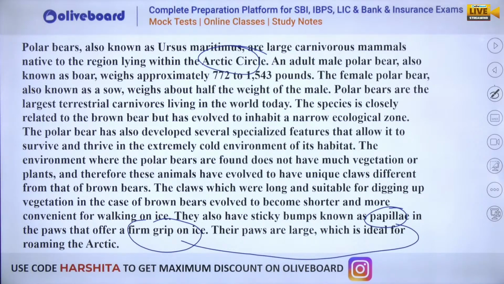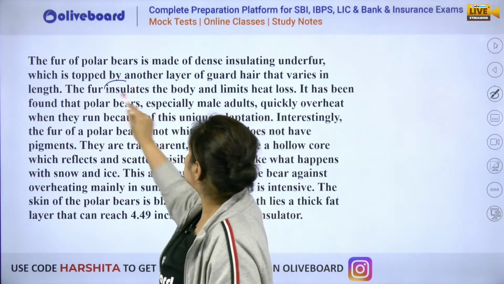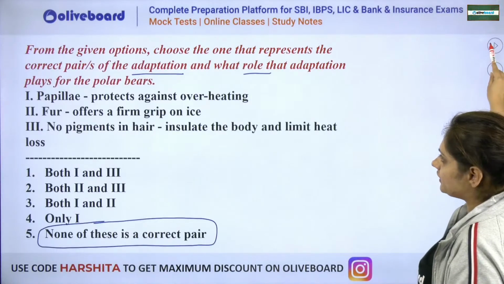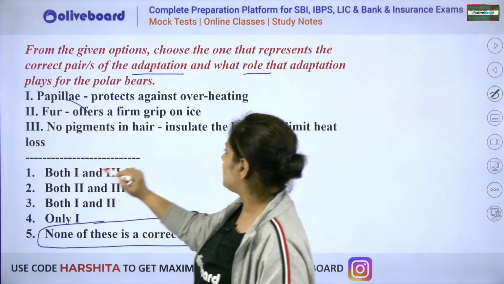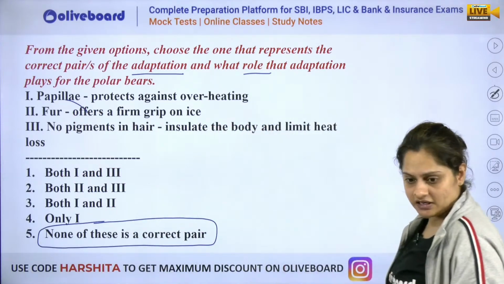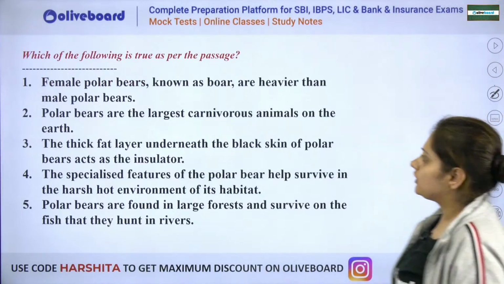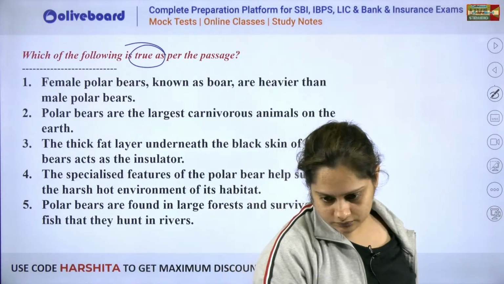Fur, what was given? It limits heat loss. For fur, what was given? Fur insulates the body, limits the heat loss. So that also they have given incorrectly here. Firm grip on ice was for this one. So every pairing is wrong as per the passage, direct question only. Third one, what is true as per the passage? Again, direct question, which one is true?